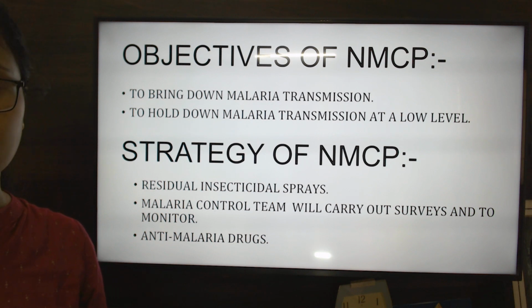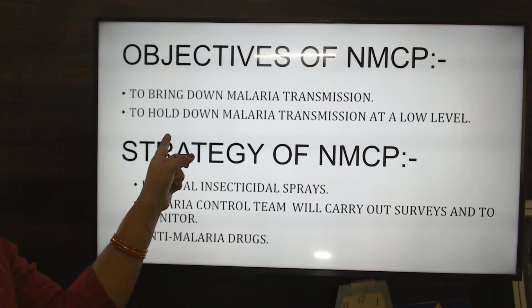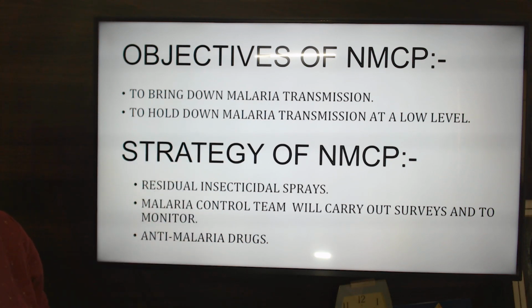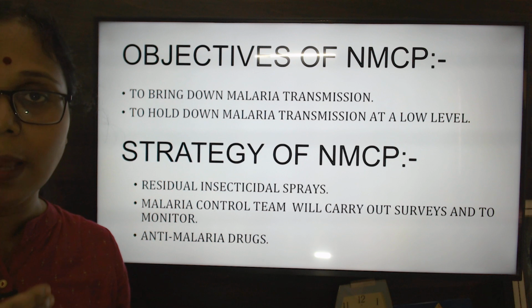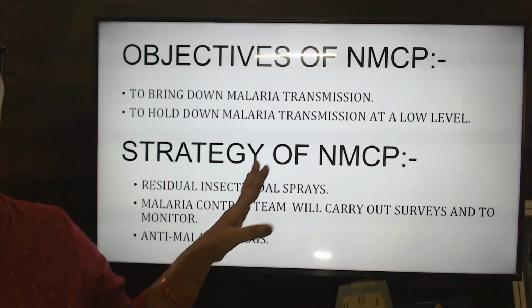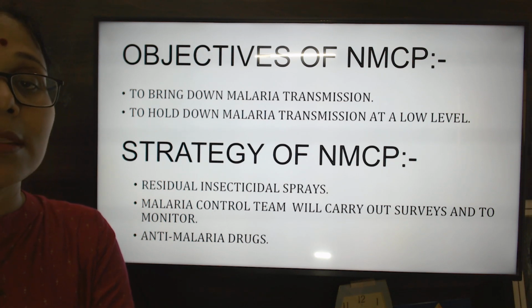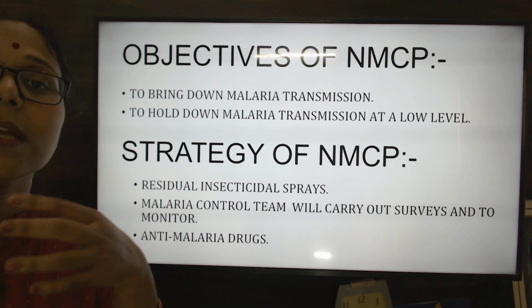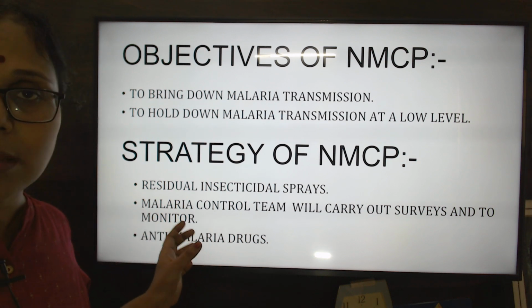So at the state level, where an area is under the influence of malaria, in that area the aim is to hold down the malaria transmission indefinitely at a low level. So for these objectives, what strategy or plan of action was taken? The residual insecticidal spray. Insecticide means a chemical used to kill insects. Here the insect is the mosquito.